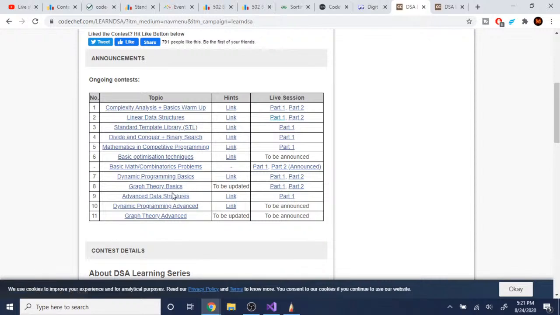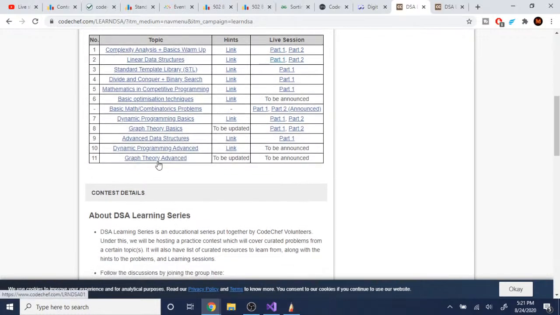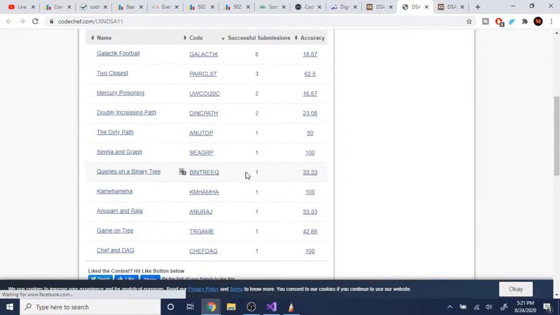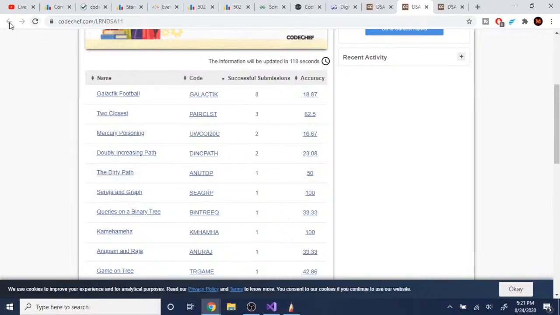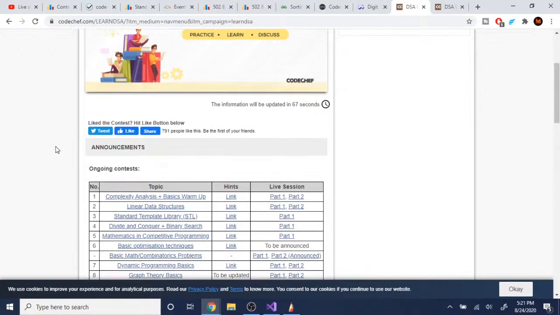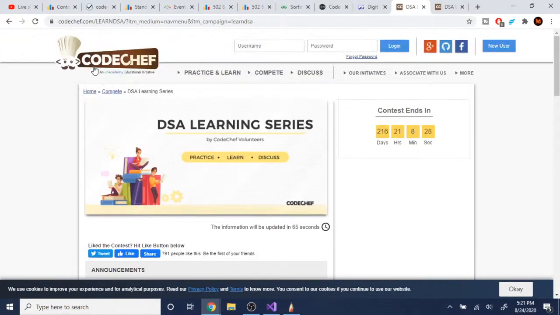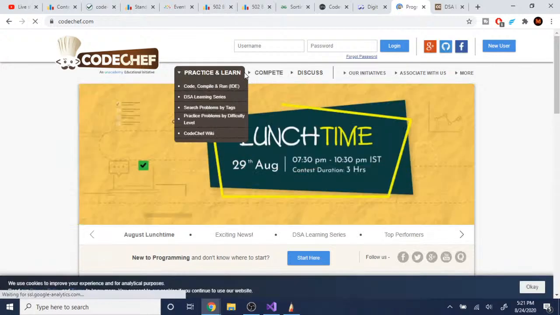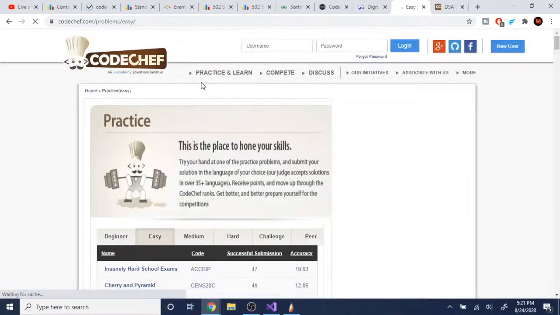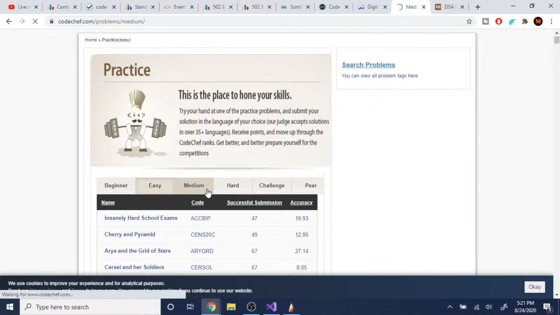But then the thing is, I don't want to. I don't know. I could do these problems, but. Data structures learning. These are good problems. It's a good learning course. Did they change the CodeChef? No.